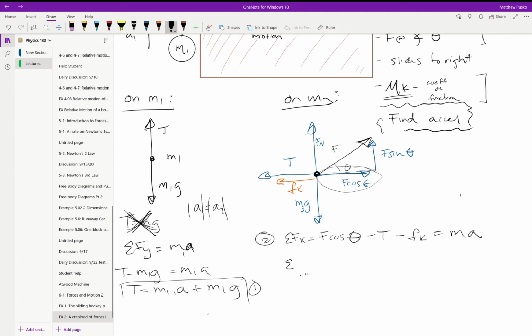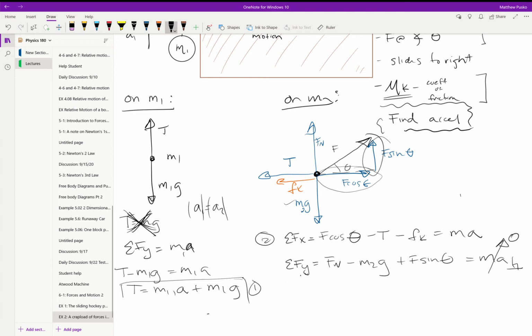If I sum the forces in the y direction, then I get a normal force going up, m2g going down, but then we also have this component of the force going up, F sine theta. And that equals the mass times the acceleration in the perpendicular direction, but it doesn't accelerate in that direction, so we can say it's equal to 0. I'm going to go ahead and do a couple steps of algebra for you. We could basically solve it from here.